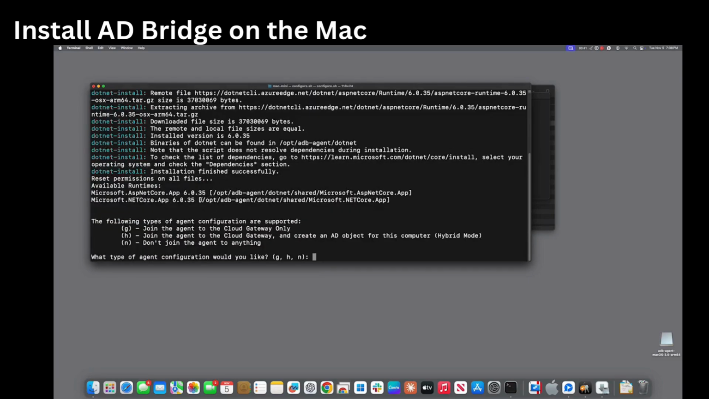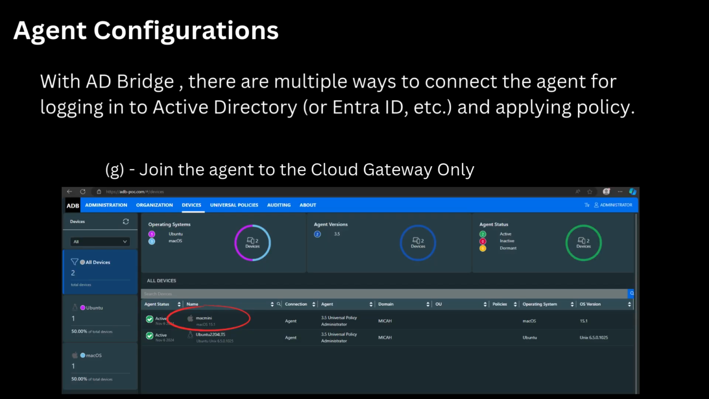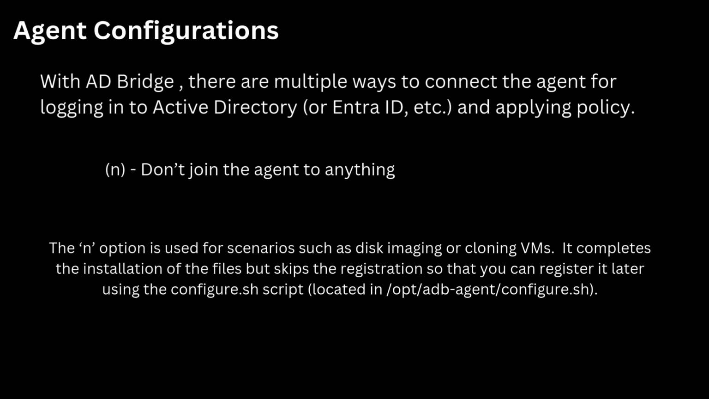With the Mac agent, there are 3 installation options which I'll explain here. You can join the agent to the Cloud Gateway only. You can join the agent to both the Cloud Gateway and create a computer object in AD. Finally, you can just install the agent but not join it to anything if you are setting up disk imaging or cloning VMs where you will register them later on.